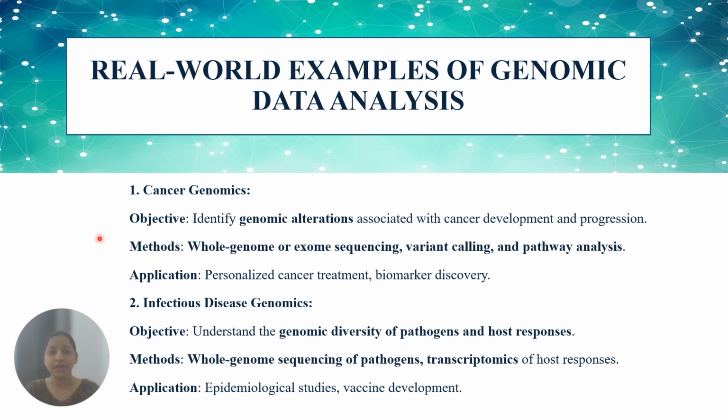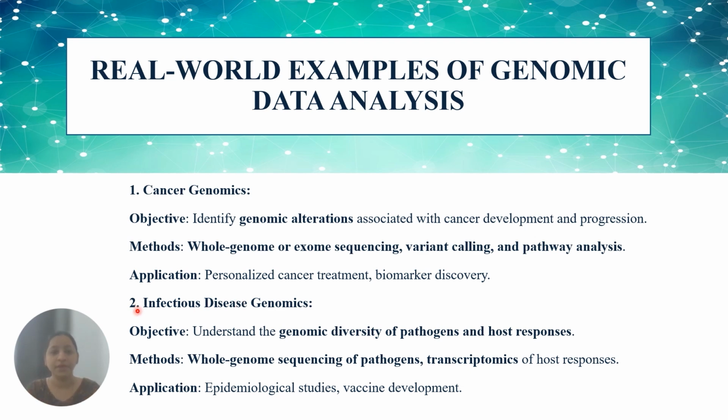The first is cancer genomics. If you're working with cancer genomics, you can identify the genetic or genomic variations related to cancer development and progression, right? The methods you can use with the bioinformatics approach are whole genome sequencing, exome sequencing, variant calling, and even pathway analysis. If you use these kinds of methods, you can identify biomarkers and look for personalized cancer treatments. Okay, so that is what you can do, guys. Remember, whatever discussions we are doing right now are really important.